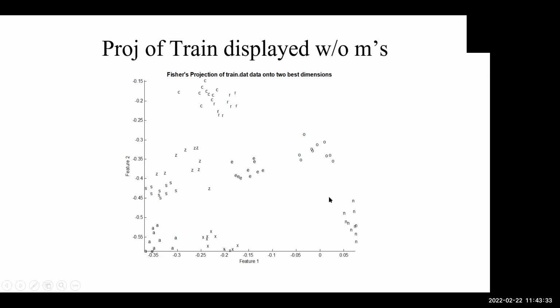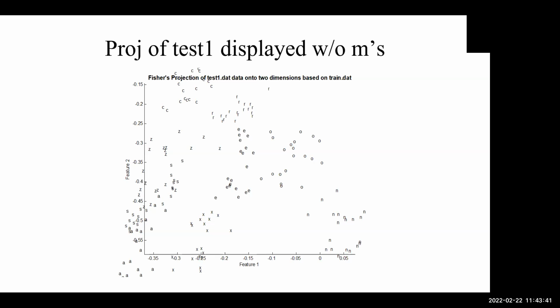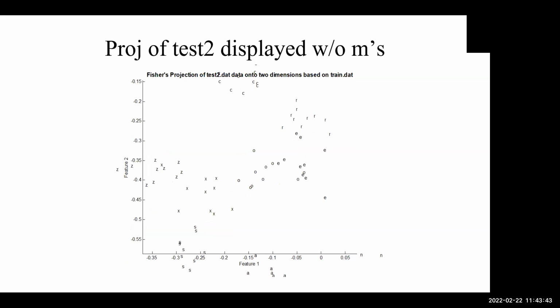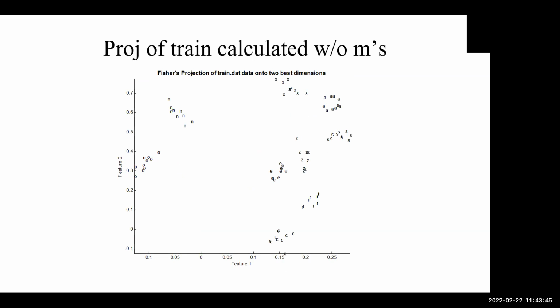Train without the M's, you now can see much better how well things are separated. Without the M's, they're a little bit mixed. And if we calculate the best projection without the M's, it can separate them even further. So those M's are such an outlier, they have an influence, which you don't really need. So we can get things much better separated if we just leave those M's out.